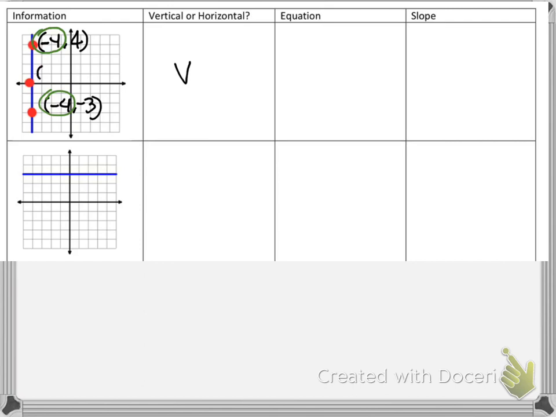So for example, this is the point negative 4, 0. So we can see that all of our x values are the same. So then that reminds me that the way we write the equation of a vertical line is that x equals negative 4. Okay, and what's the slope of a vertical line? Do you guys remember? Well, if you said undefined, then that is correct.